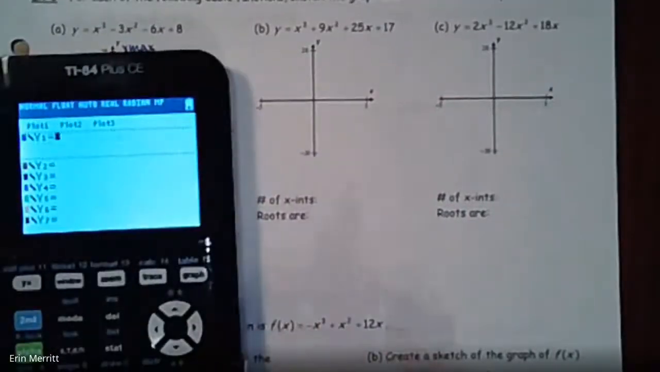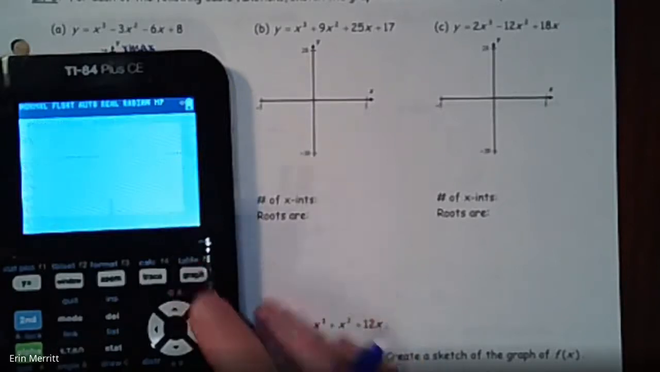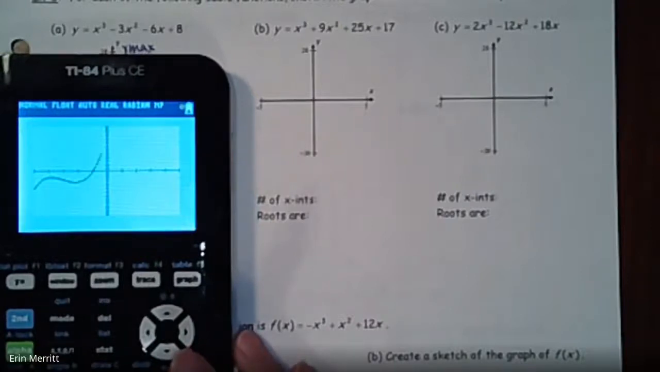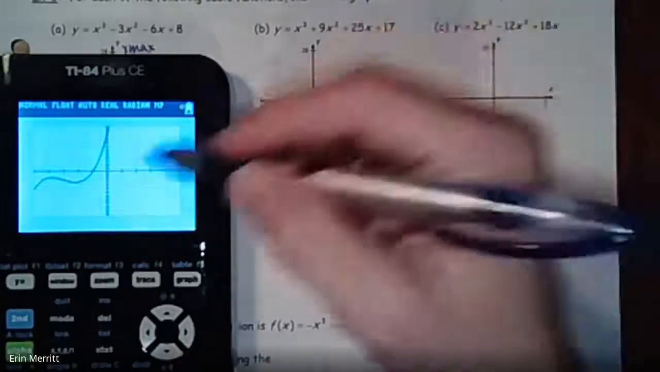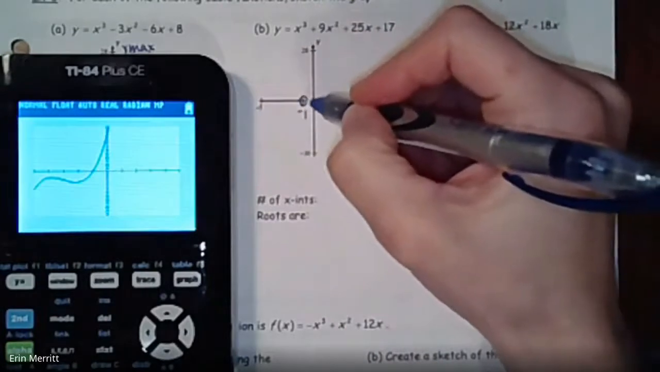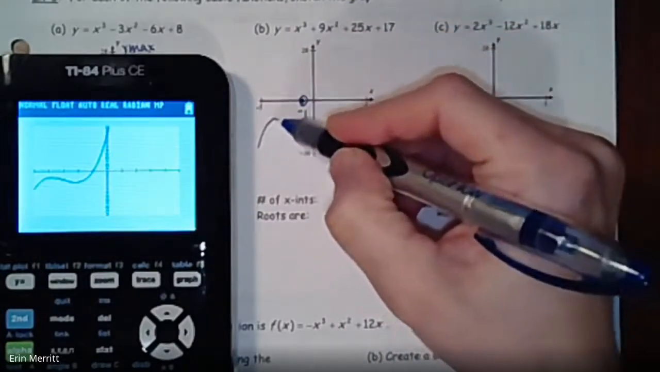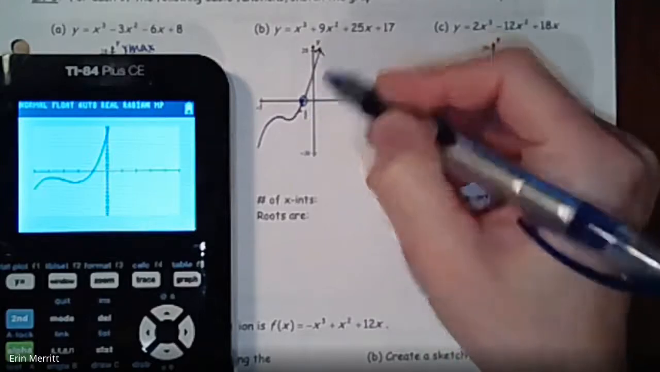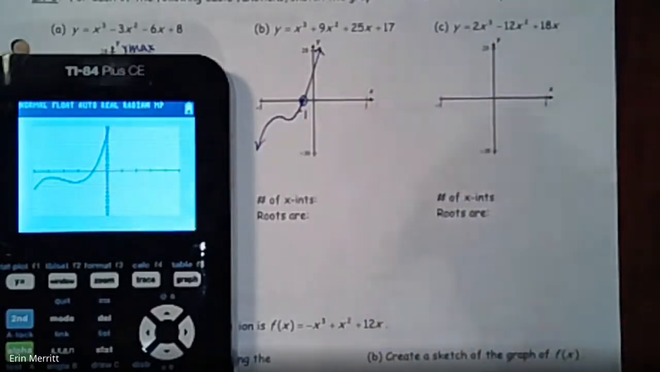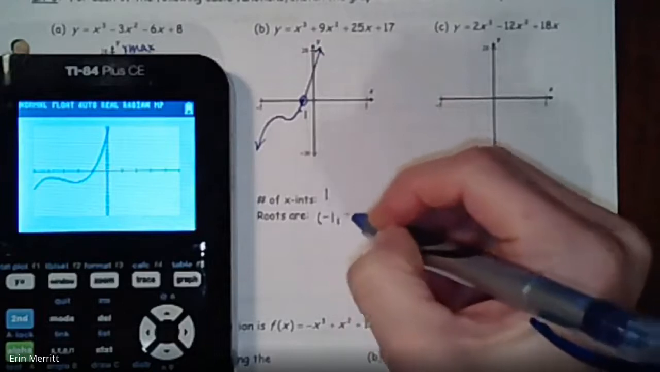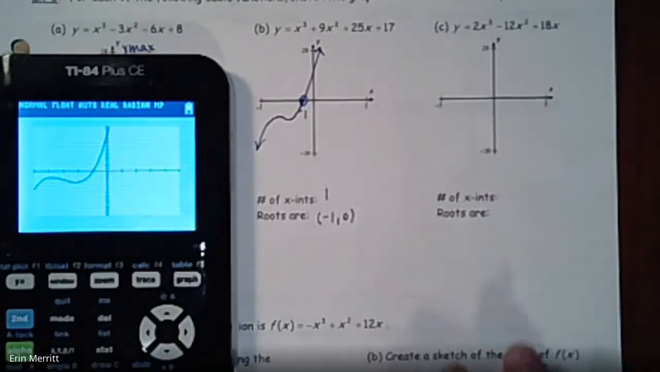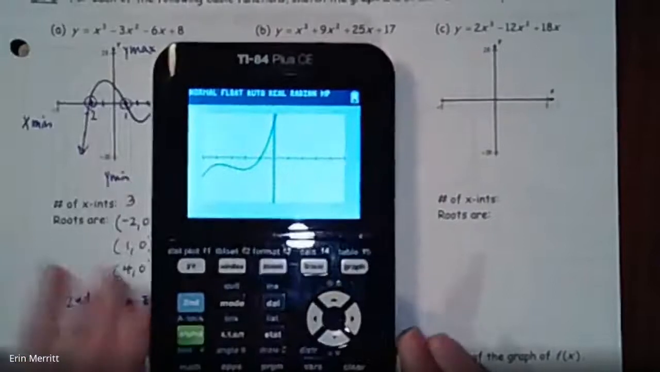So get rid of what we have in there and let's type in our x cubed plus 9x squared plus 25x and then plus 17. All right, keep the same window, so just hit graph. Ooh. So if I look, it's crossing here at -1, and it has this little wave that goes on, but that's about it. So the number of x-intercepts, I just have 1, and it's at the value of -1, 0.